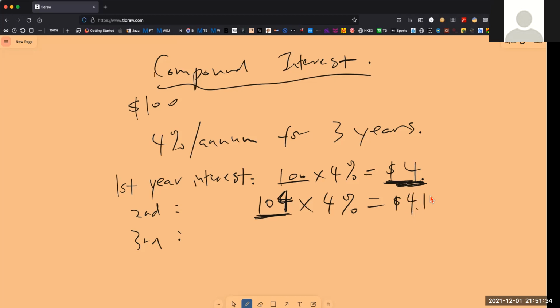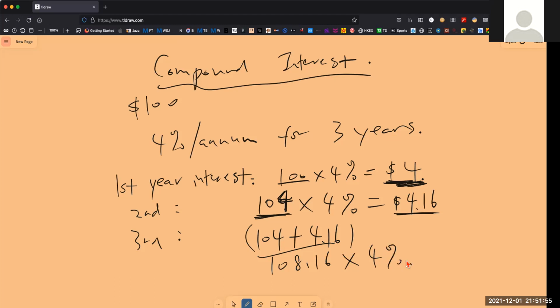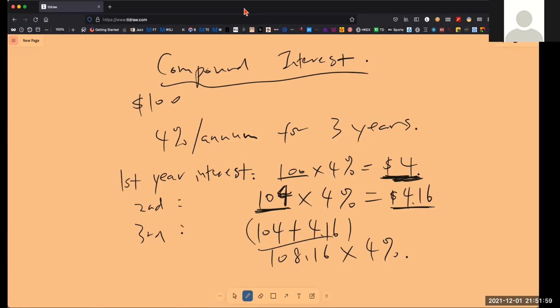4.16. Okay, because your second year you get this 4.16 more, therefore your third year you will start with 104 plus the 4.16, which is 108.16 times the 4%. Can you see the compound effect? Yeah, so this is compound interest. So can you help me out? 108.16 times 4%. What's the answer for third year interest?